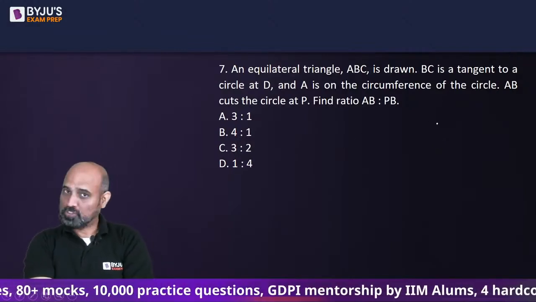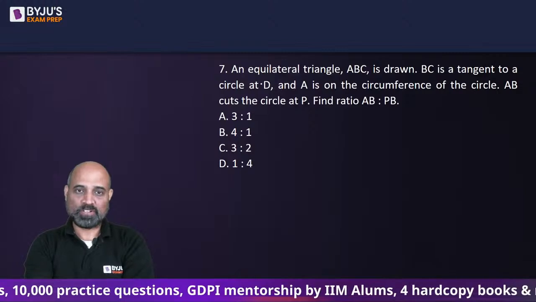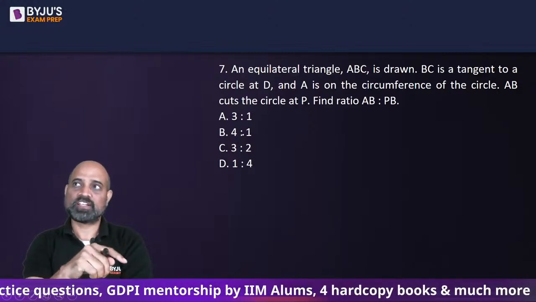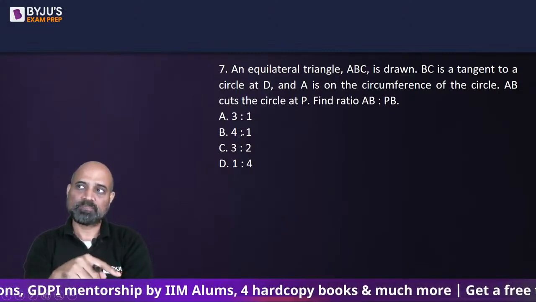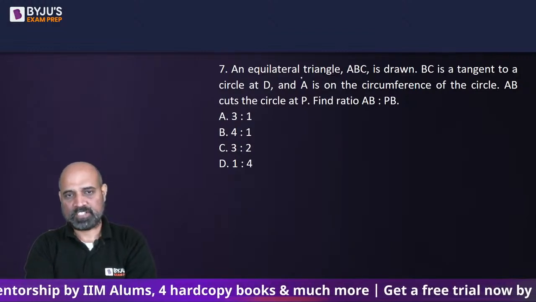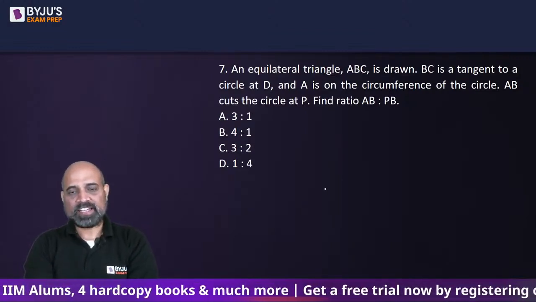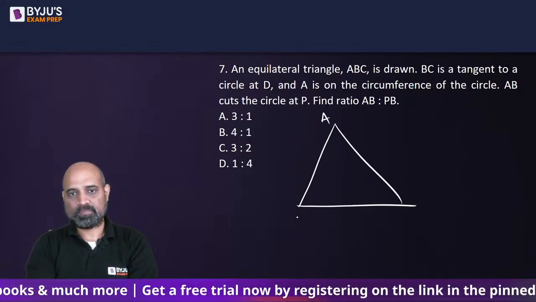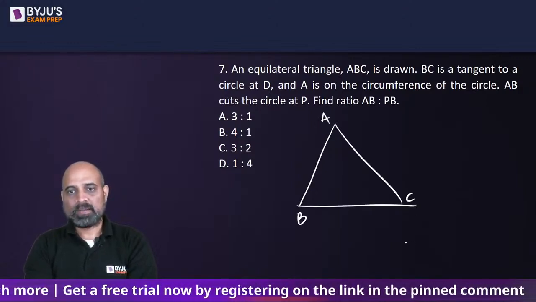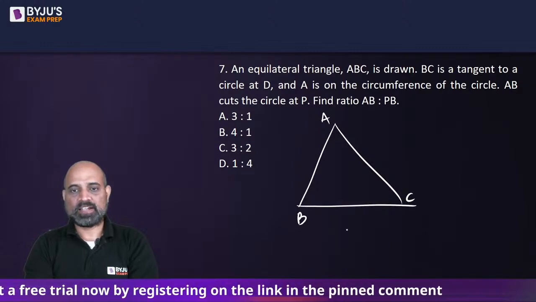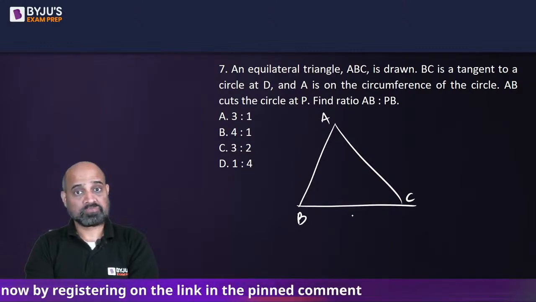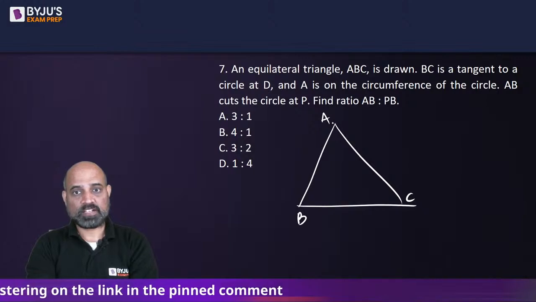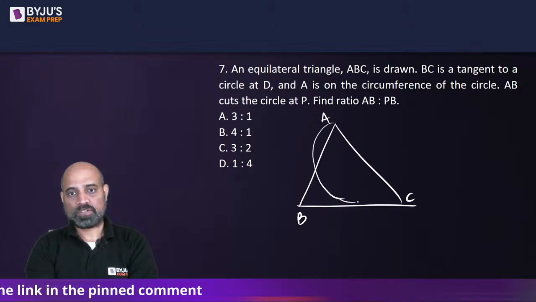Okay, next one. So the previous one, there is some issue. We will look into it. Maybe the quadrilateral is not PQRS but rather PRQS. एक बार check करना पड़ेगा. An equilateral triangle ABC is drawn. Fine, I drew it. A, B, and C. BC is tangent to a circle at D, and A is on the circumference of the circle.